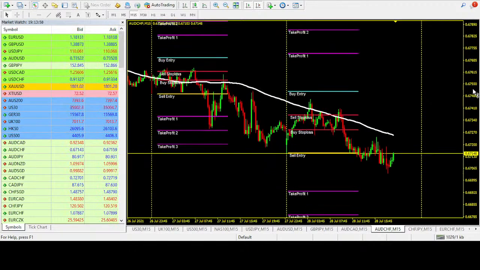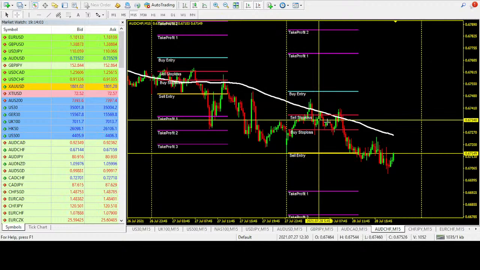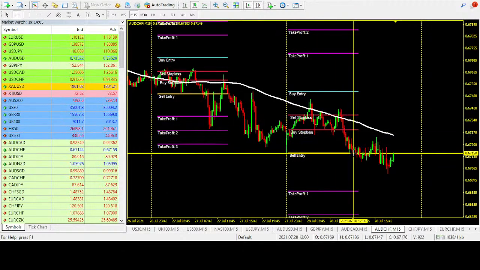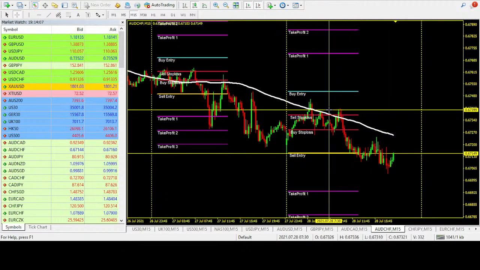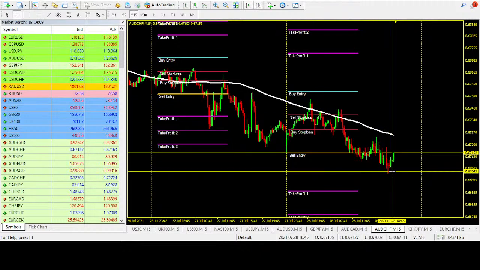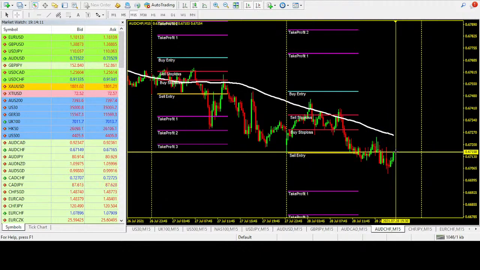This is the AUD CHF. Currently, the market is in a sell trade according to our trading system. It's in a sell trade. It got triggered right there. It's underneath the 100 period moving average. It went into profit a little bit. Looks like it wants to retrace a bit.